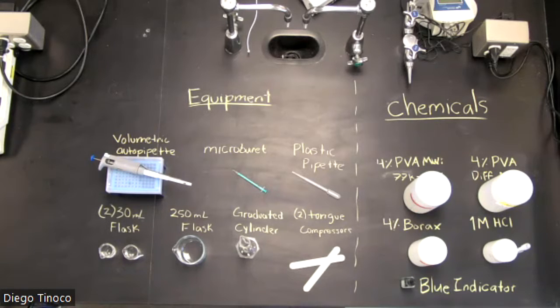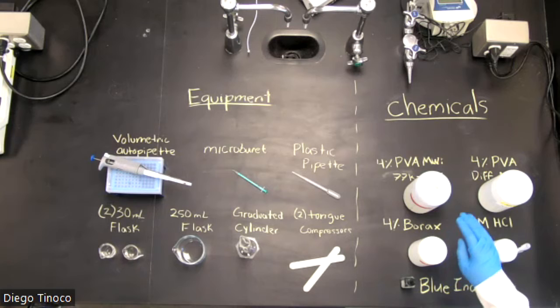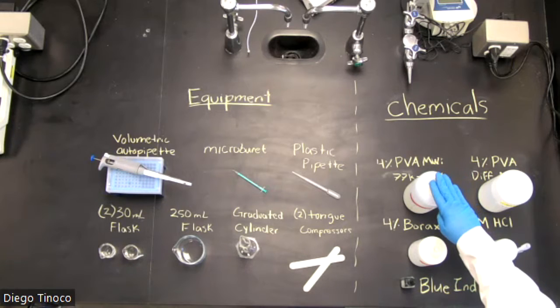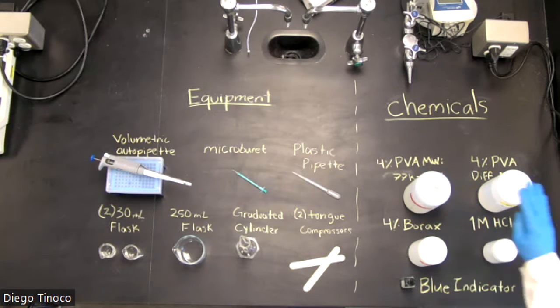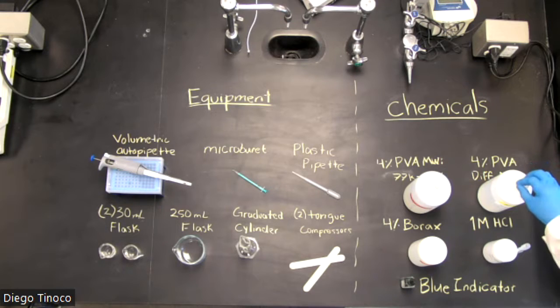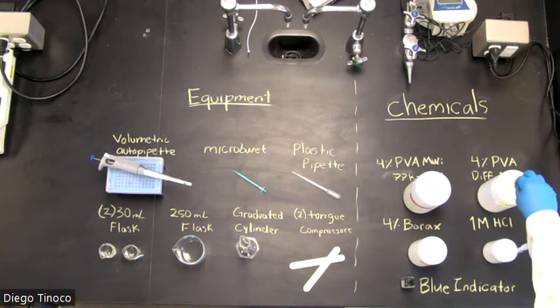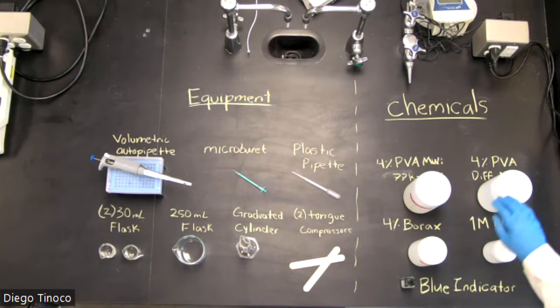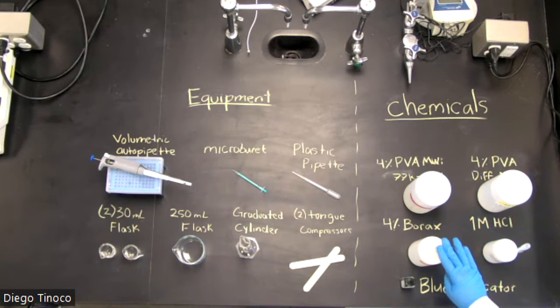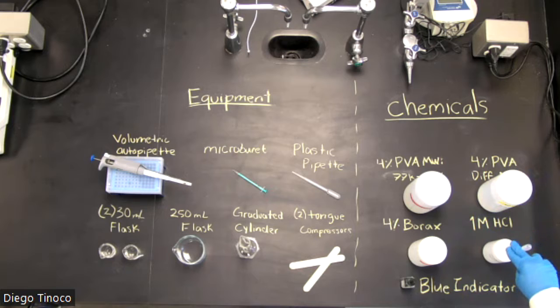For our chemicals, we are going to have our PVA solution with a known molecular weight. We're also going to have our other 4% PVA with a different molecular weight. We're going to have our 4% borax, our 1 molar hydrochloric acid, and we are also going to have our blue indicator. Now, your professor may have options for you, whether it's blue or yellow, but it's pretty much so you can just see how the reaction proceeds.